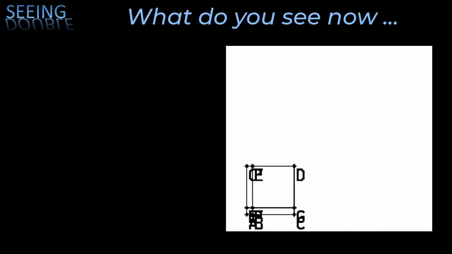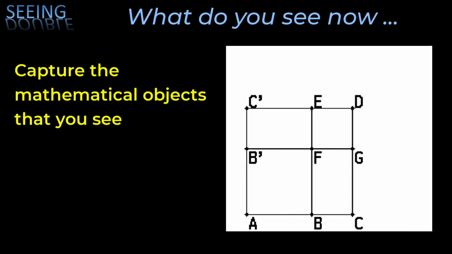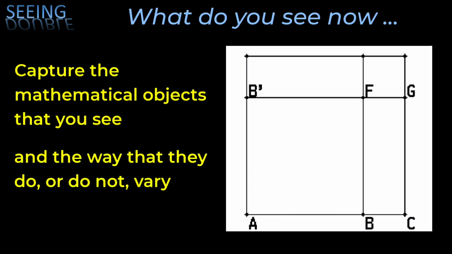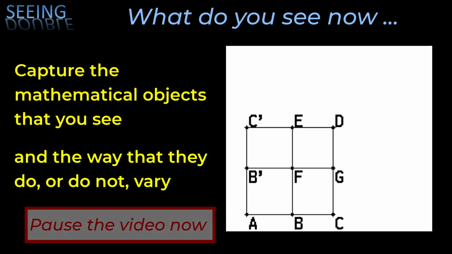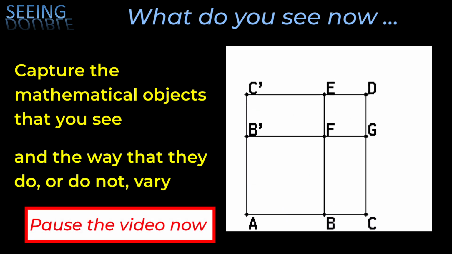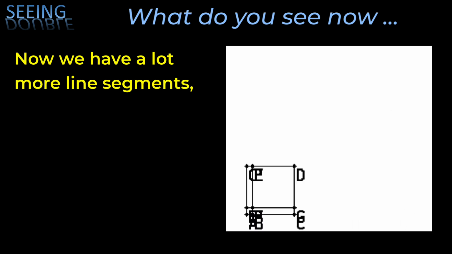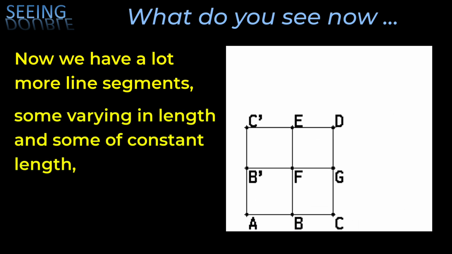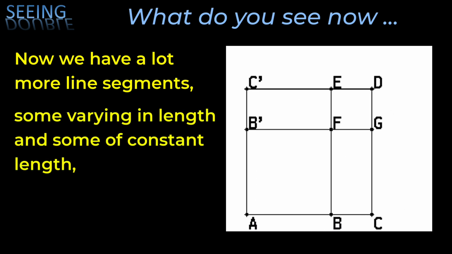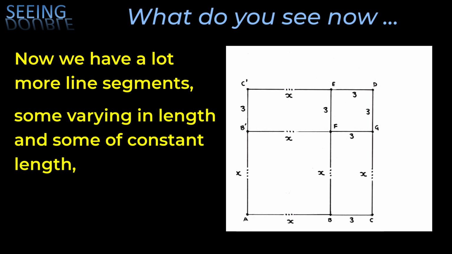Pause the video now and capture on paper the mathematical objects that you see and the way that they do or do not vary. So, now we have a lot more line segments, some varying in length and some of constant length. Here is a labelling that tries to capture that variation and the equality of some of those lengths. Did you do something similar?